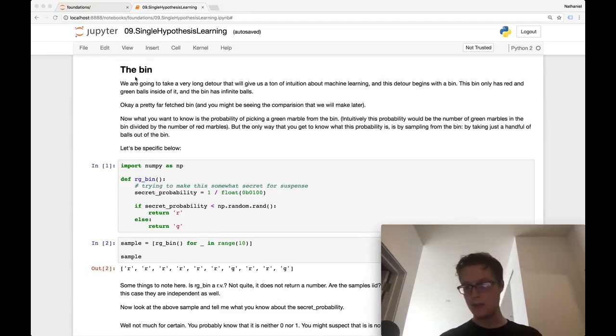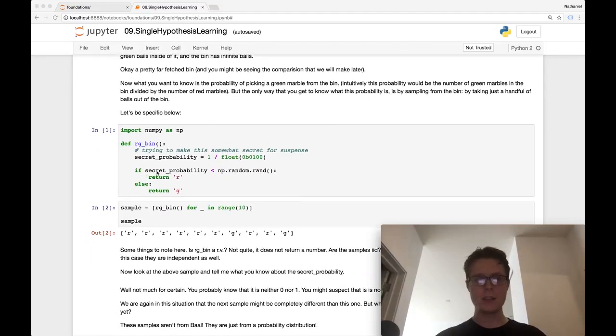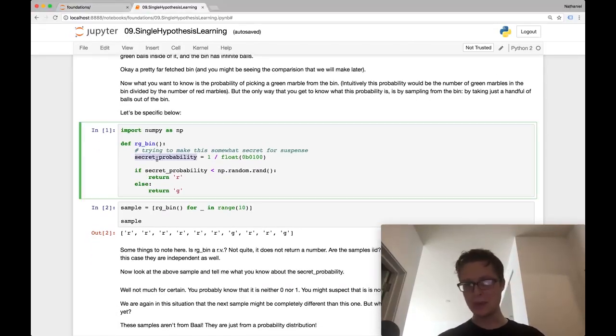So there's infinitely more red balls than green balls, or something like that. I've gone ahead and specified a function that would simulate this. I've made a quote-unquote secret probability. I hid what the probability would be by writing it in a binary number. If you know binary, then you might know what this number is. But if you don't, then you get to be like, ooh, it's secret.